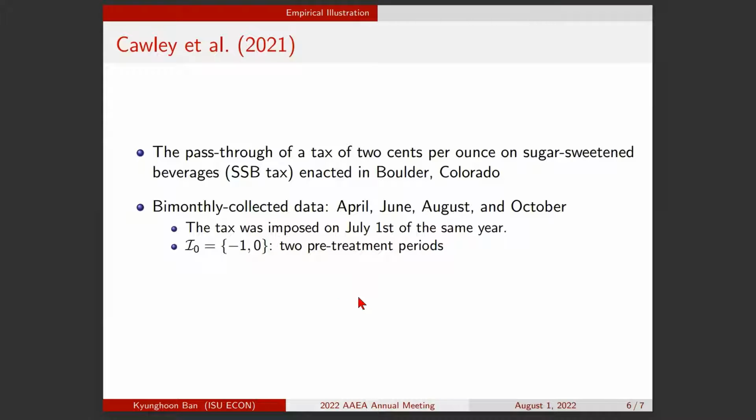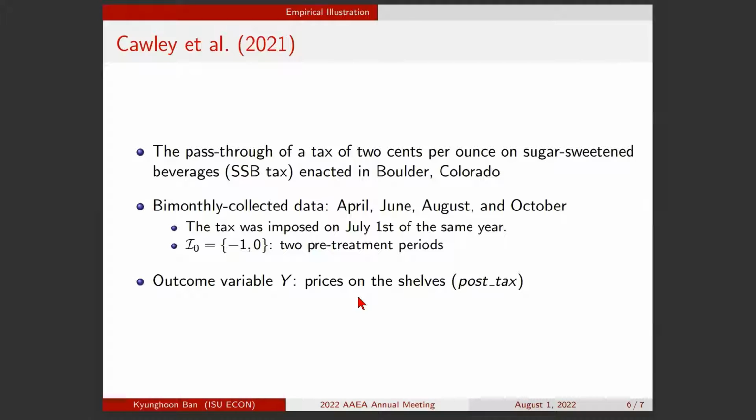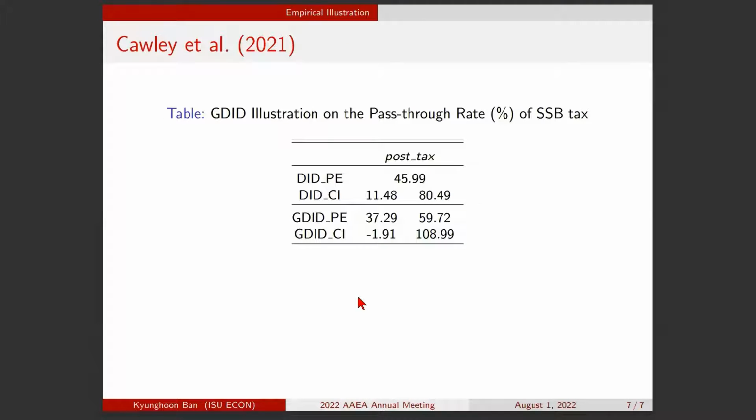Their data set has four periods, where there are two pre-treatment periods, April and June, and two post-treatment periods, August and October. So we are able to construct the selection bias interval using those two pre-treatment periods. And the outcome variable is the equilibrium price on the shelves. And let me show you the results using the table here. The results are divided by 2 cents, which means that these numbers are just the pass-through rate.